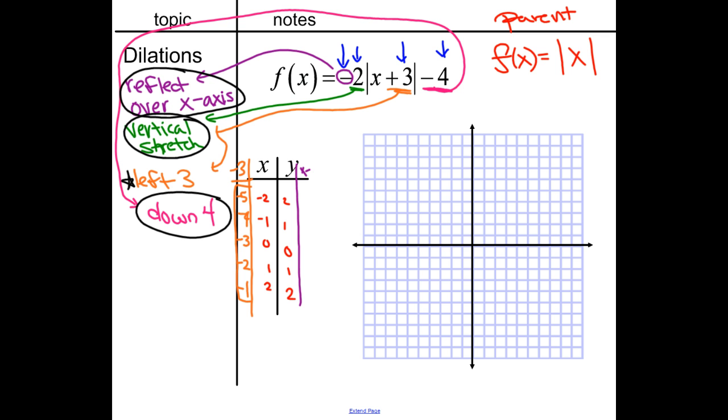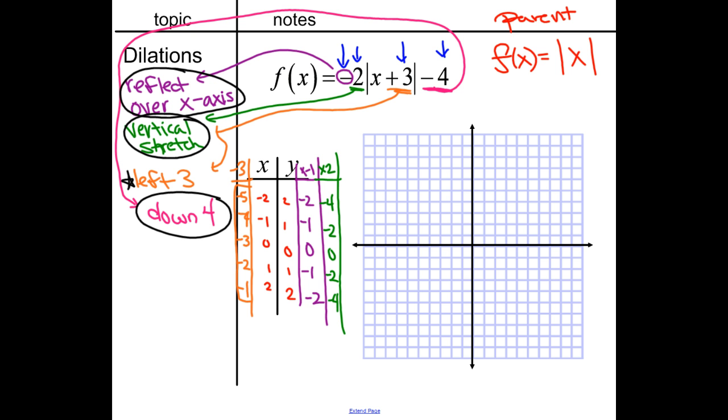So I'm going to multiply by -1 here. So we're going to get -2, -1, 0, -1, -2. All right, next thing I'm going to do is vertically stretch by a factor of 2, which means I need to multiply by 2. Which means I'm going to take this and make it -4, -2, 0, -2, -4.